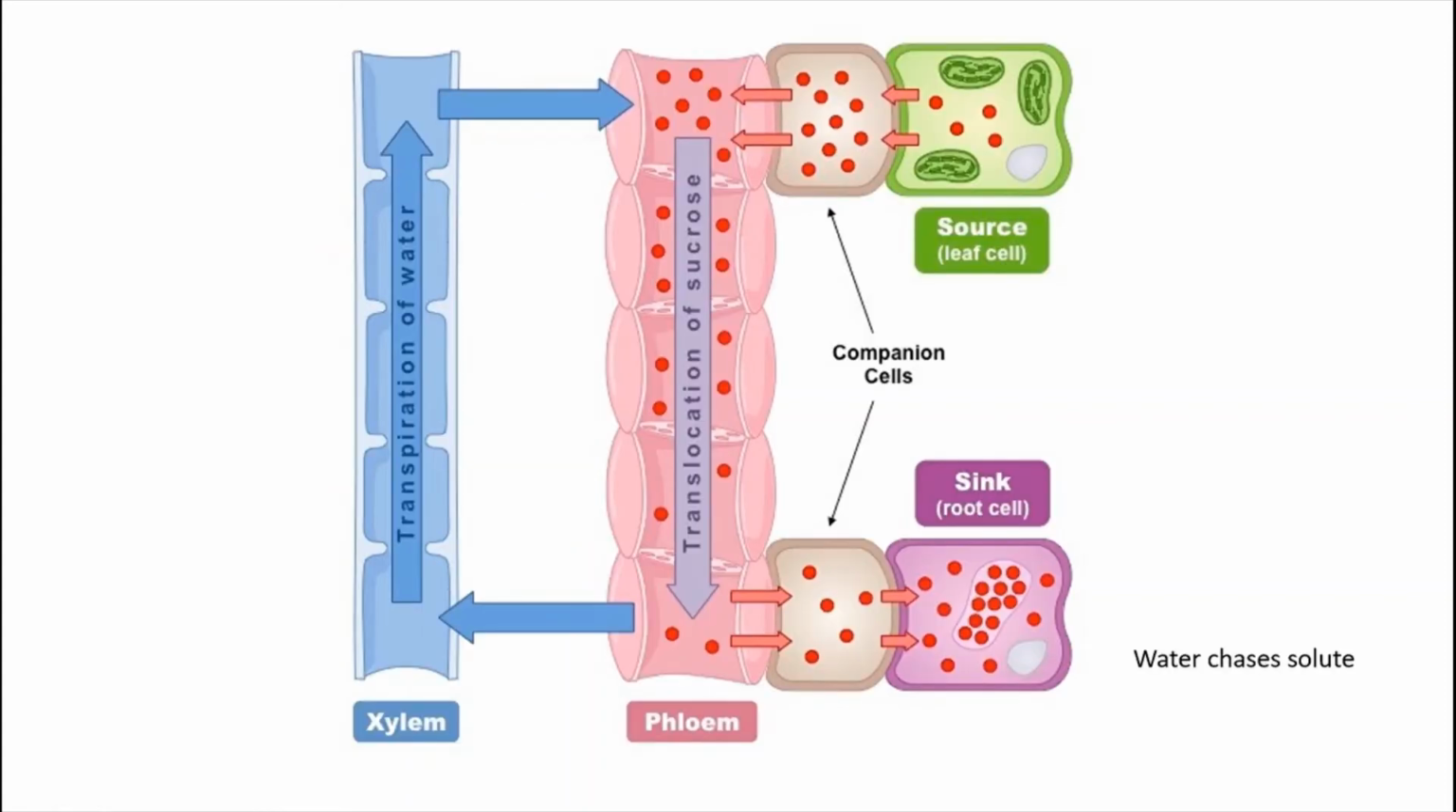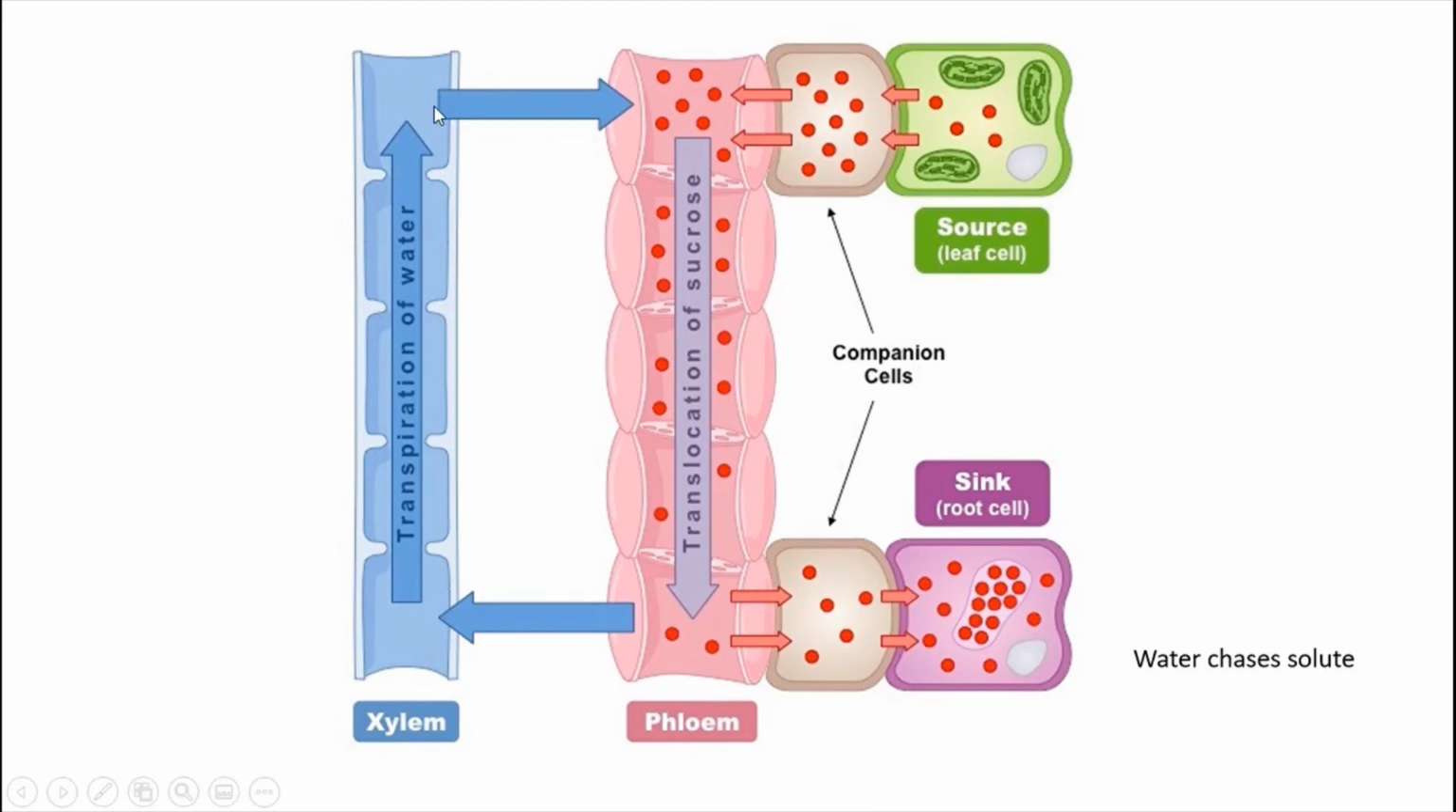This is another image from BioNinja that shows this, and then it adds another layer of detail. That layer of detail is that as carbohydrates are actively transported from the source into the phloem, due to that increased concentration of solute in the phloem at the top, we're going to have a transpiration of water into the phloem, because remember, water chases solute.